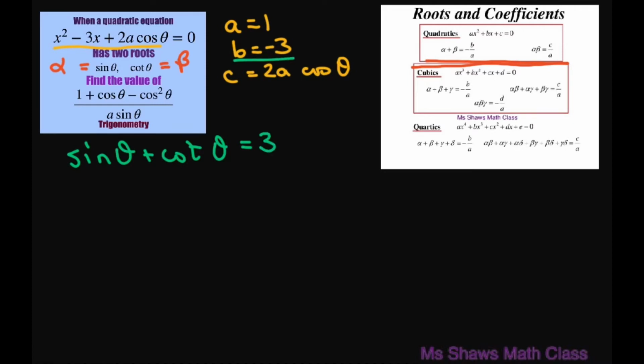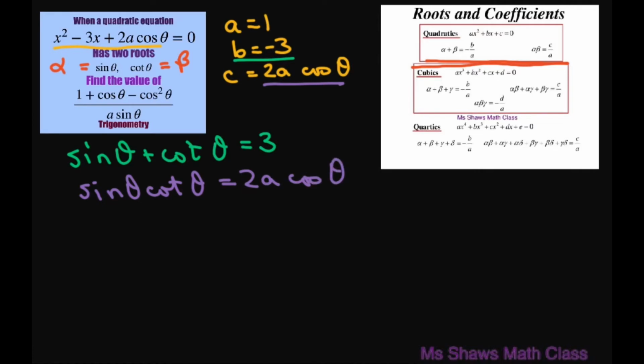All right. Now the product of the roots is sine of theta times cotangent of theta. That's just going to equal c over a, which is just going to be 2a cosine of theta.